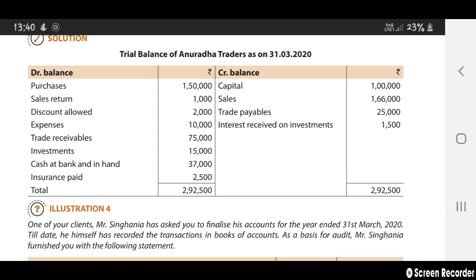Credit balance: capital is 1 lakh, sales are 1,66,000, trade payables are 25,000, and interest received on investment is 1,500. The total balance on the credit side is 2,92,500. Seeing both, the debit side has 2,92,500 and the credit side has 2,92,500, so the debit and credit sides are both equal.